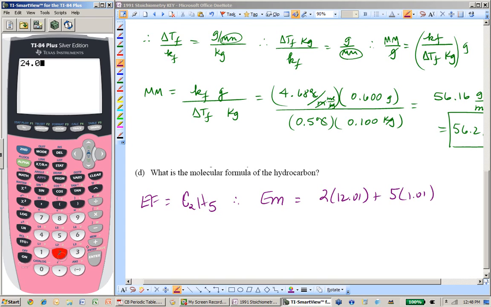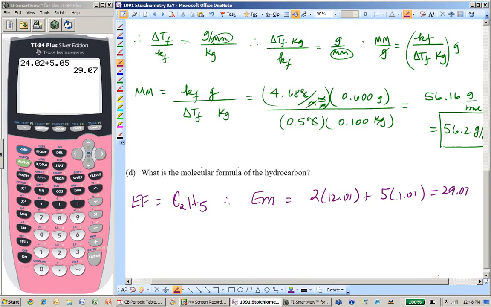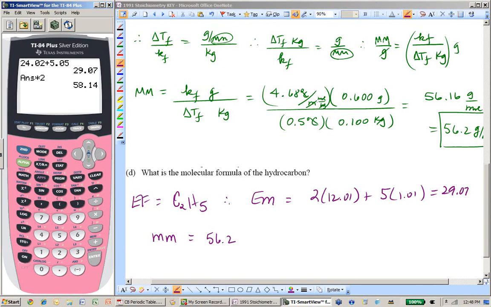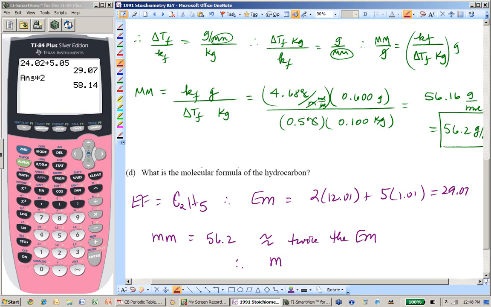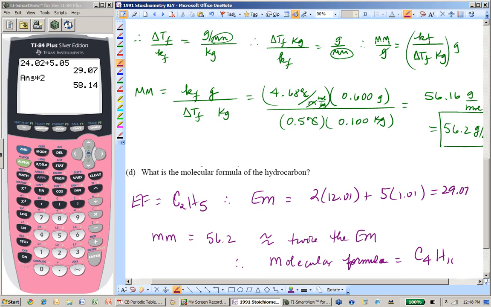Therefore, the empirical mass is equal to 2 times 12.01 plus 5 times 1.01, which is 24.02 plus 5.05, 29.07. Molar mass was equal to 56.2, and when we multiply the empirical mass by 2, you'll see that you come out really close to 58. So it's approximately twice the empirical mass. Therefore, the molecular formula is going to be twice. That just didn't come out very pretty. So C4H10.